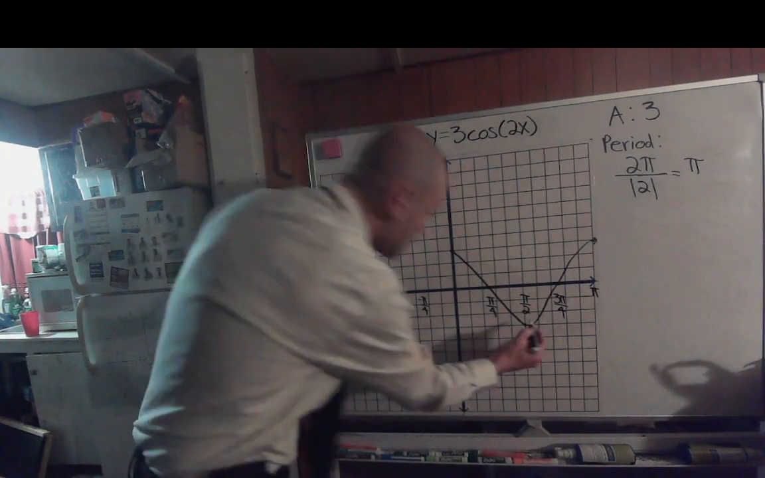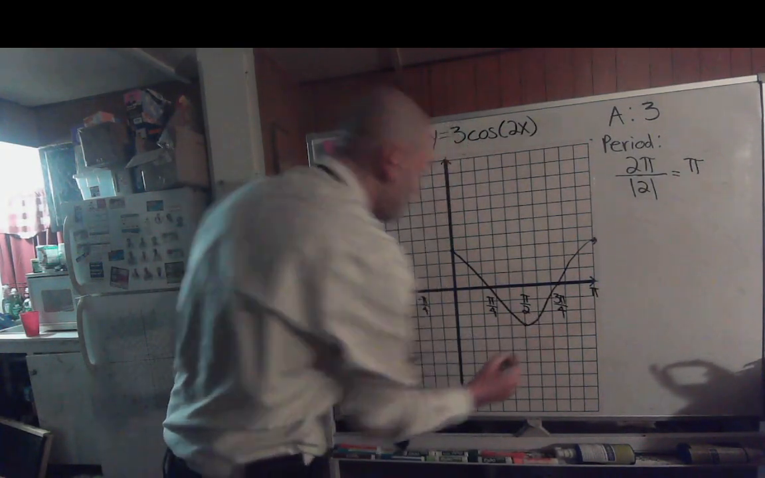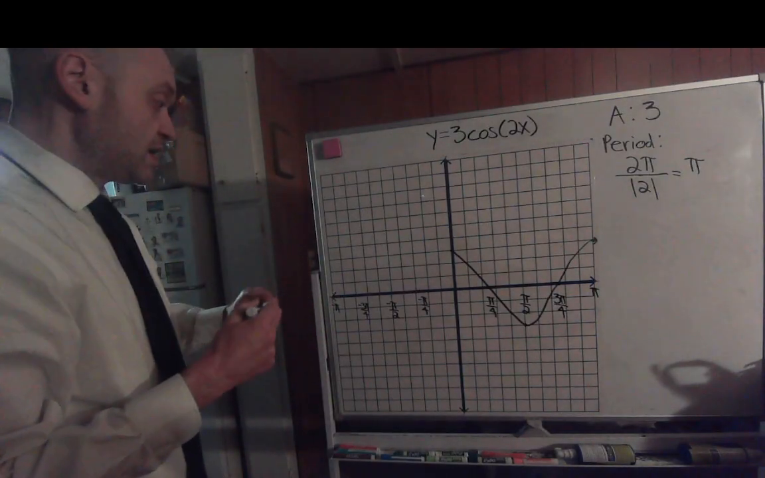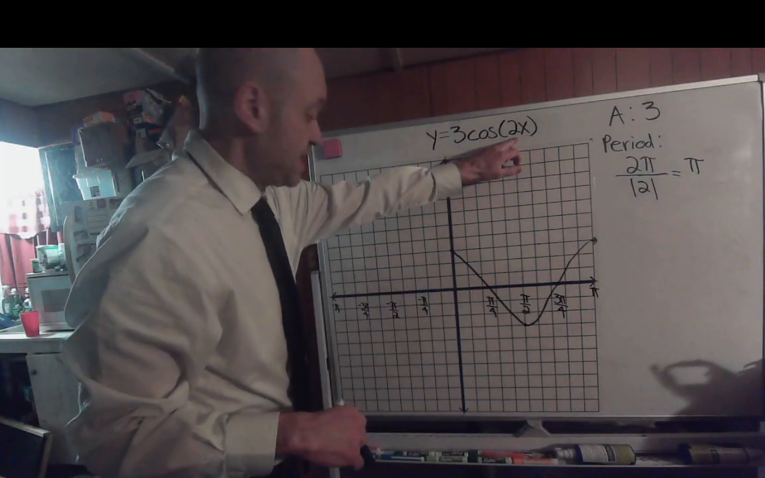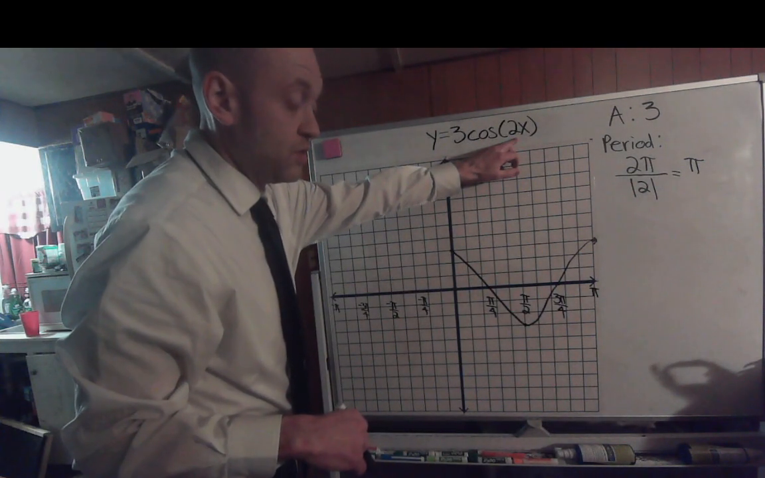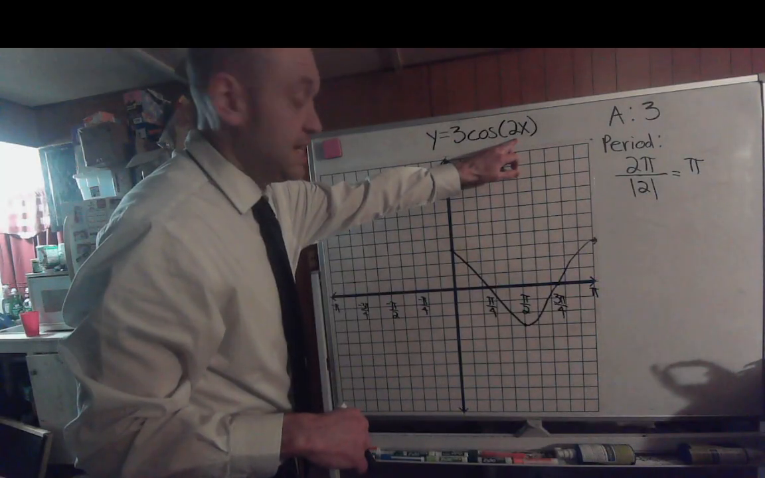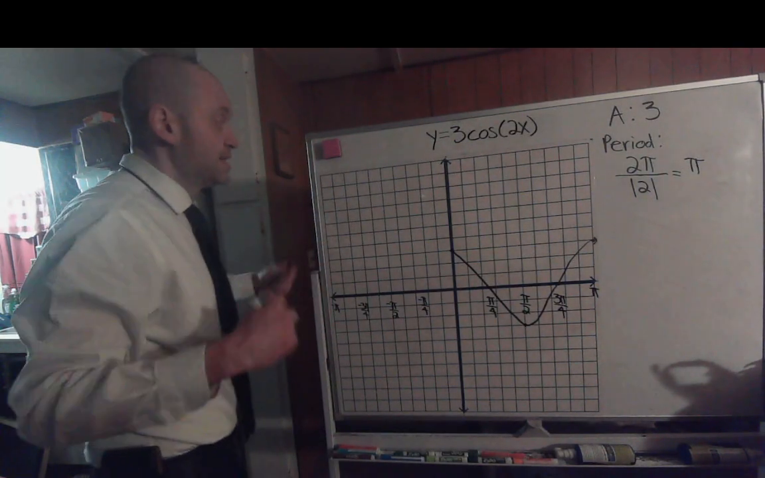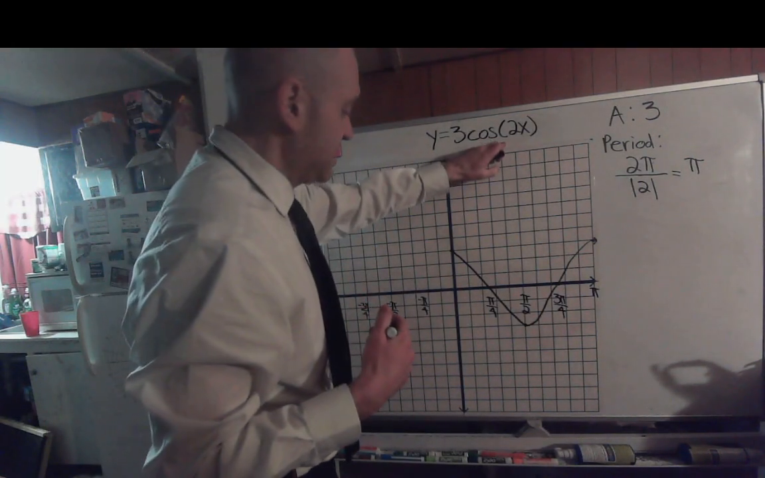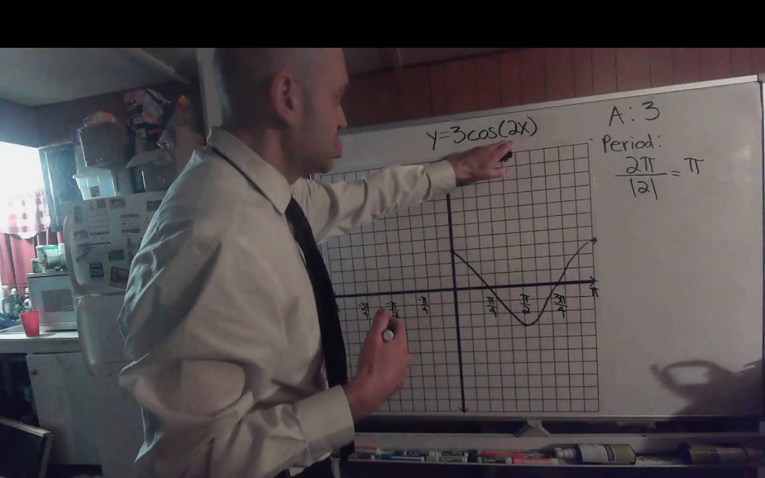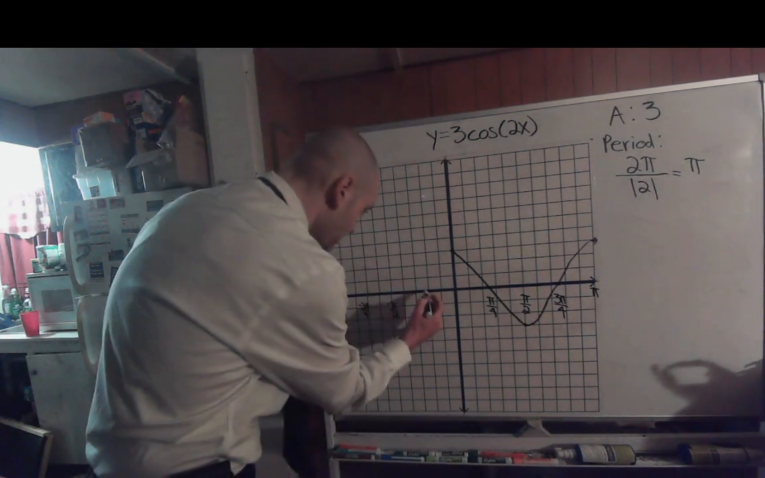Alright, so there's the curve going to the right. Now let's go left. So put in negative pi over 4. That would give you the cosine of negative pi over 2. No, wait a second. The cosine of negative pi over 2 is 0. 0 times 3 is 0.